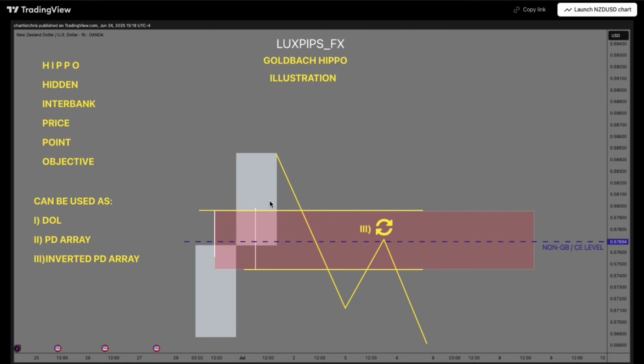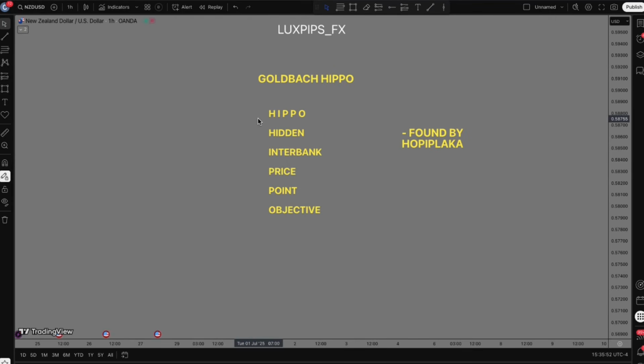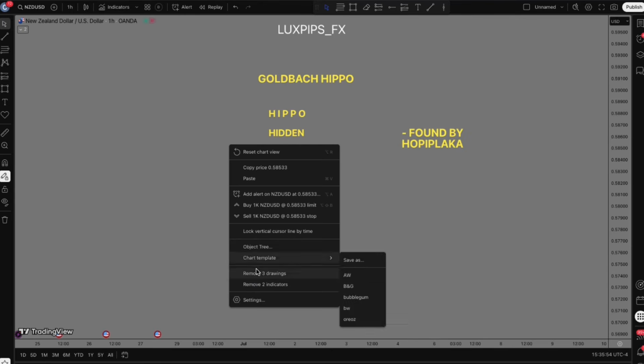Of course, there is the inverted variation. You can see that the HIPPO can be invalidated to then be validated again as a retest. So that's it for the illustrations. I'm going to look for these in price.